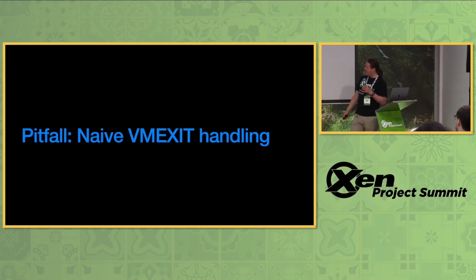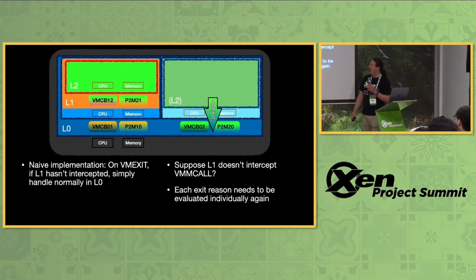Right. So another pitfall is what we call naive VMEXIT handling. A naive way to think about what to do when you have a VMEXIT: suppose that you get a VMEXIT for an intercept that L1 has not asked to intercept. What should you do with that?